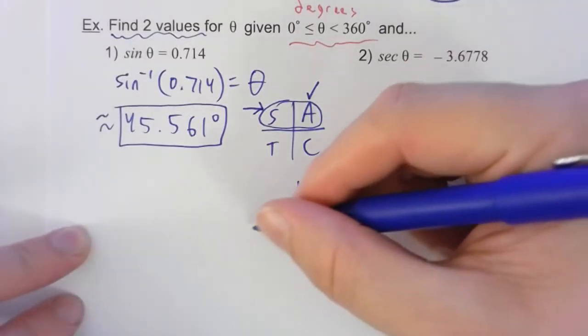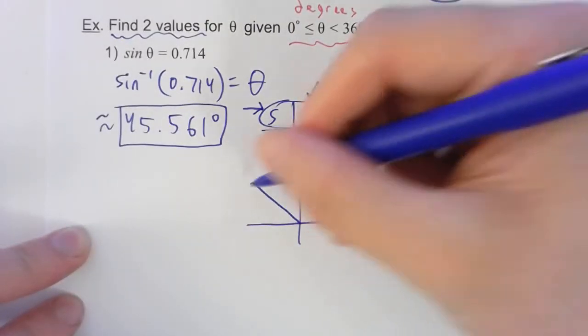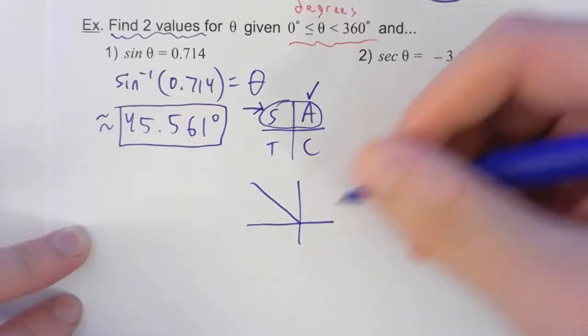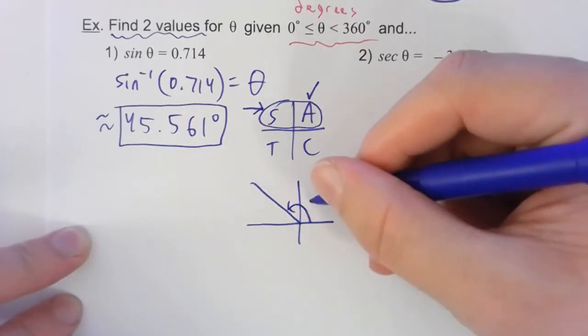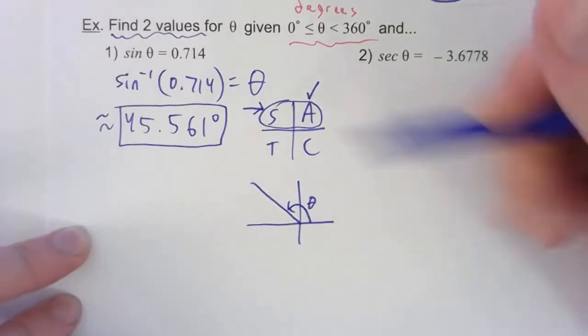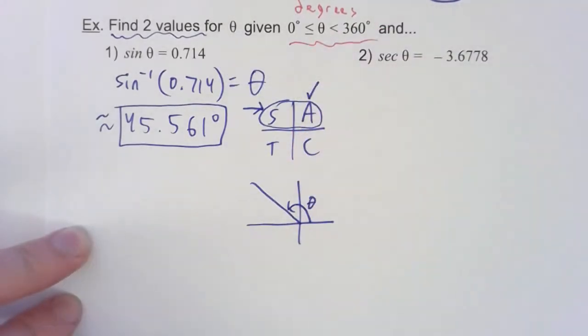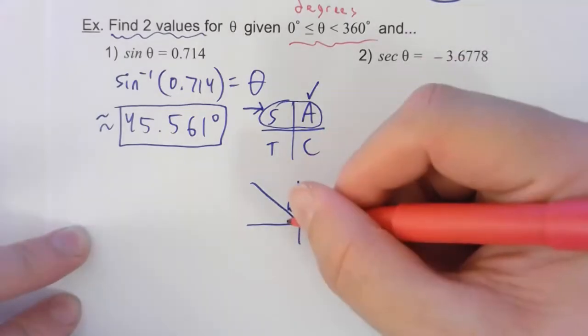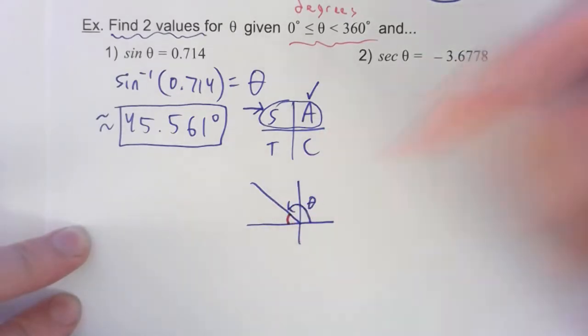Let's draw it so we can picture it. Let's just draw a random second quadrant angle here. So here's this angle that we're looking for. Okay. So we know it's in the second quadrant. We know it has this sine value. Do we know anything else about it? We do. We know its reference angle. We know what this reference angle right here has to be.